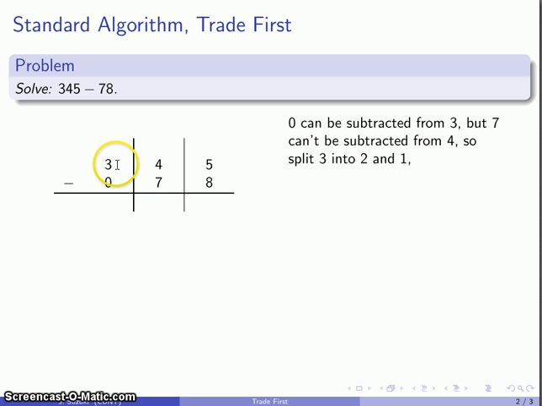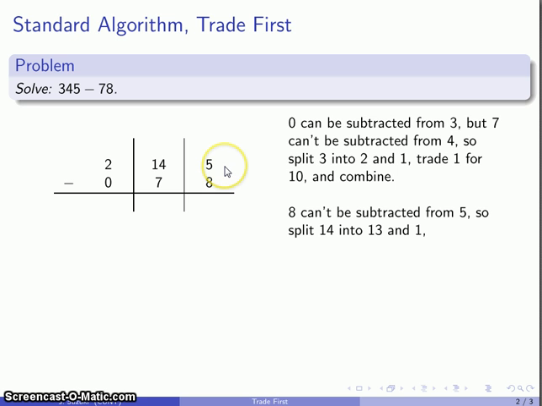So what we're going to do is split the 3 into a 2 and a 1. We'll trade the 1 for a 10 in the next place over, and then we'll combine the 10 and the 4 to make 14. Now the next place over, 8 can't be subtracted from 5, so I'll split that 14 into a 13 and a 1. I'll trade the 1 for a 10 in the next place over, and then I'll combine the 10 and the 5 to make 15. And now I have a bunch of subtractions I can do.